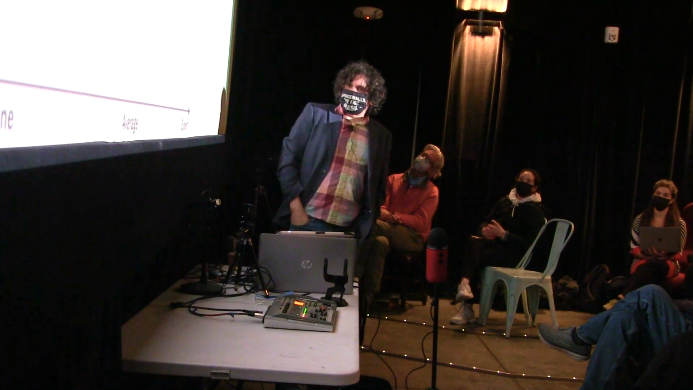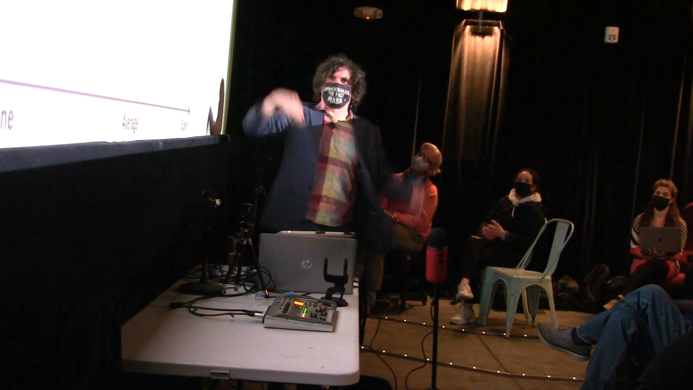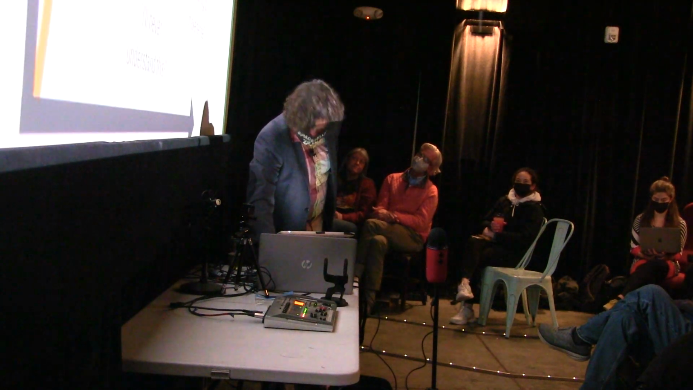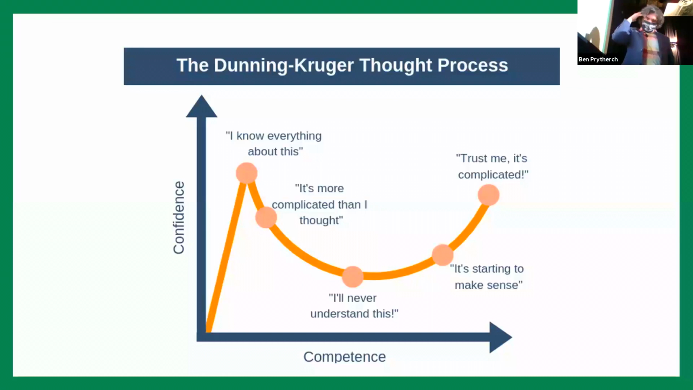So we've got competence. Yeah, the bottom got cut off here, but the label is competence at the bottom. So we've got non-average expert, confidence on the vertical axis. So I'm so great down to I know nothing, up to I'm pretty good, but I know my limitations, which is really close to I'm so great, which is, I don't know, as far as like if we're quantifying things on that y-axis.